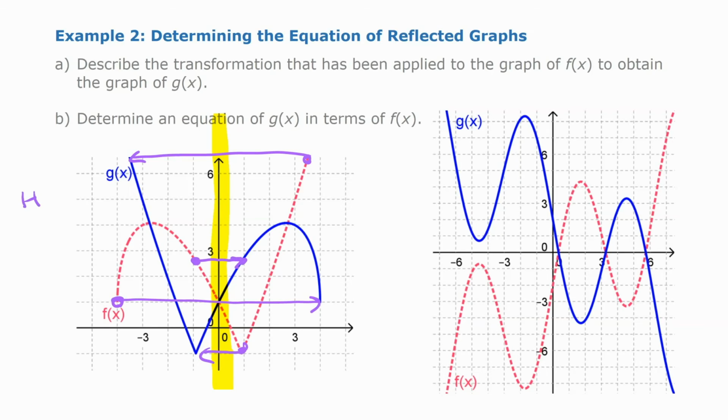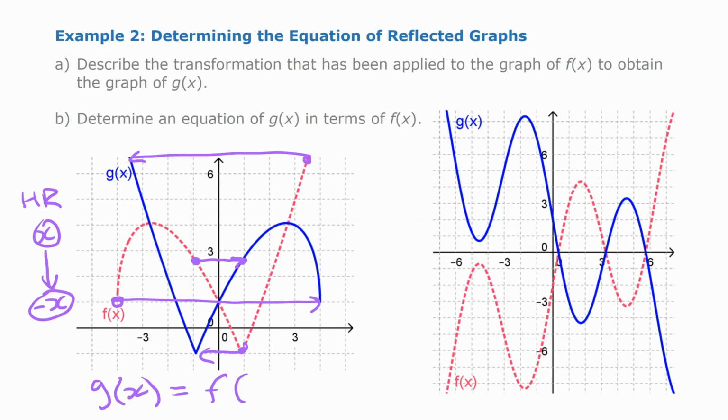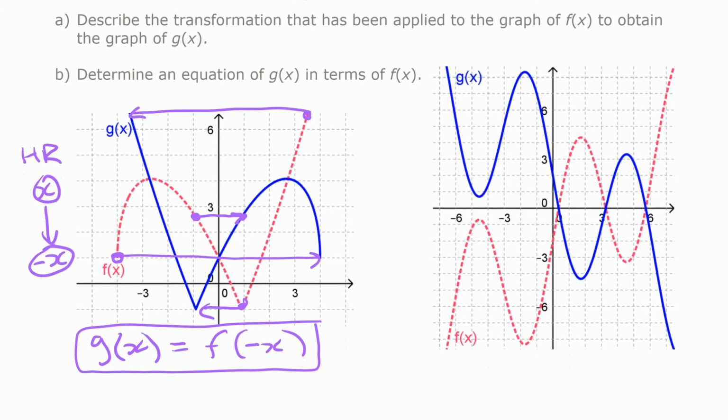It's a horizontal reflection, so we have to take x and replace it with negative x. That's how you get a horizontal reflection to happen. And to do that, we're going to say g of x is equal to f of x, except instead of putting x there, we need to put a negative in there. When you do that, you get that g of x equals f of negative x. That's an equation representing that function.